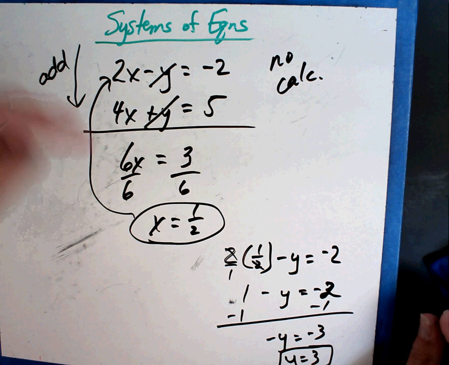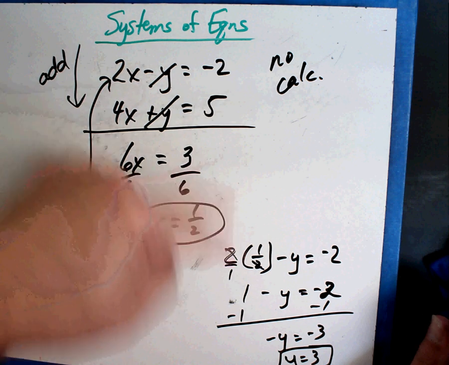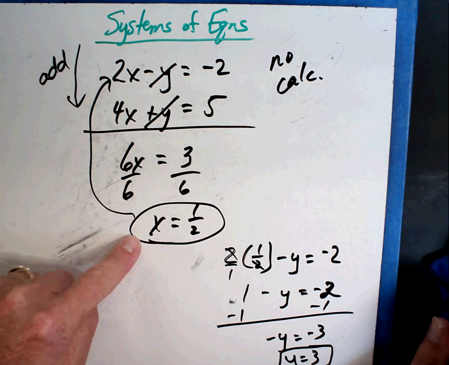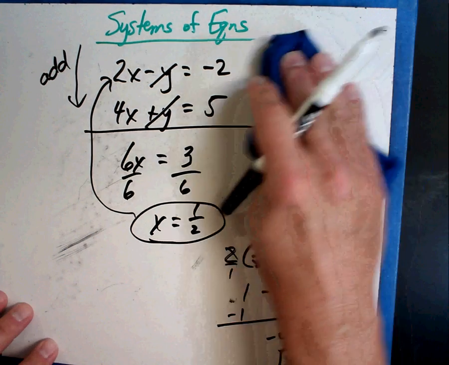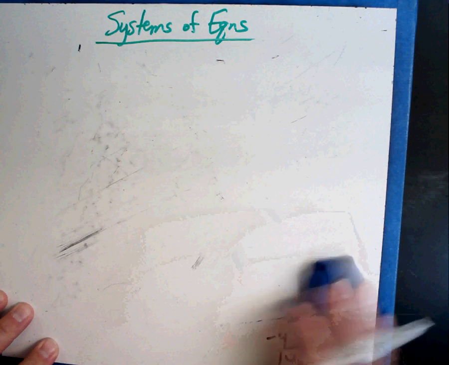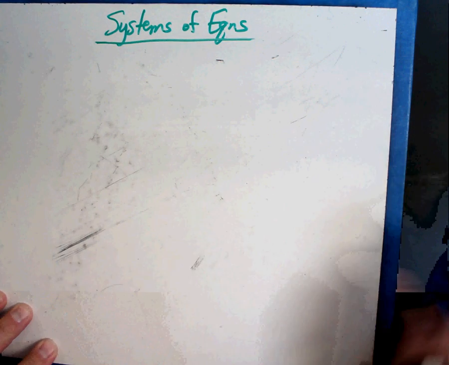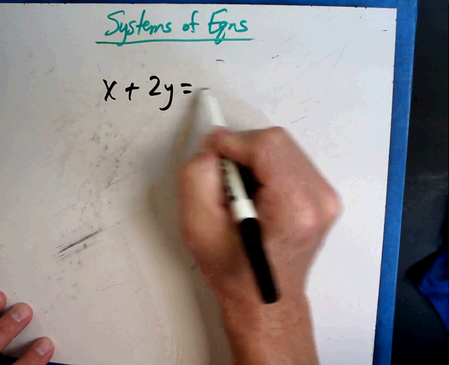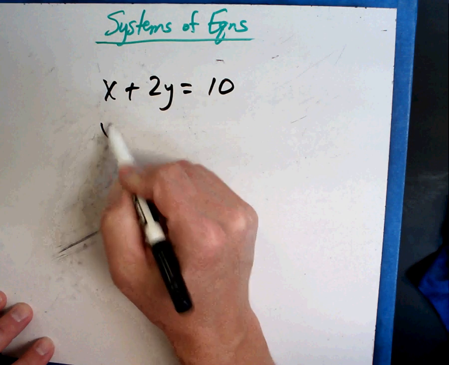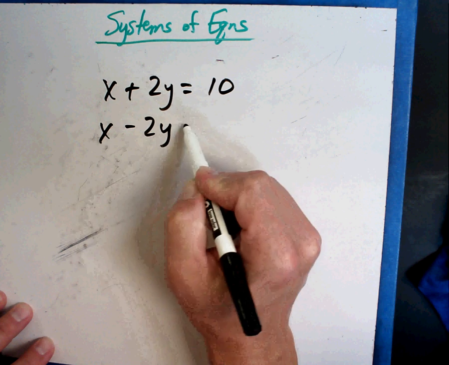So for the system of equations, I add down, I get something to cancel, get one answer, substitute it back in, and I have my answer. Let's try another one real quick. Again, this is without a calculator. You have to get good with your math skills, so let's try this one. x plus 2y equals 10, and x minus 2y equals 8.